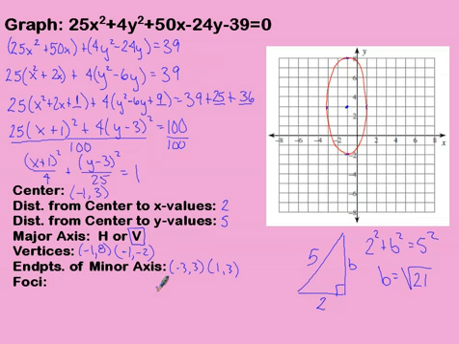And now for the foci, if you look at the center, which was at (negative 1, 3), my x value is not going to change, so that's going to be at negative 1 again. And then from 3, I'm going plus the square root of 21 and minus the square root of 21 to get those 2 points. So 3 plus or minus the square root of 21. And keep in mind, this is 2 points. (Negative 1, 3 plus the square root of 21), and (negative 1, 3 minus the square root of 21).